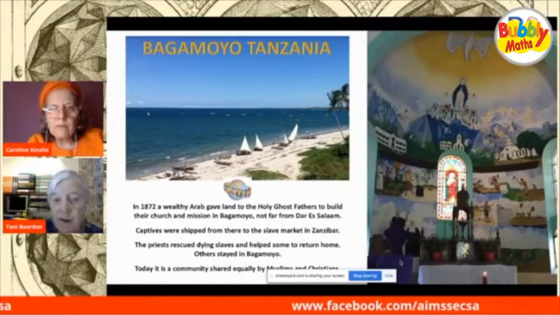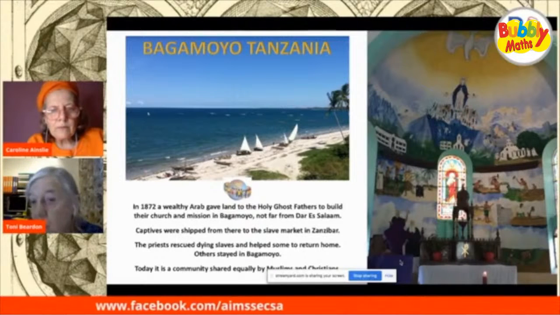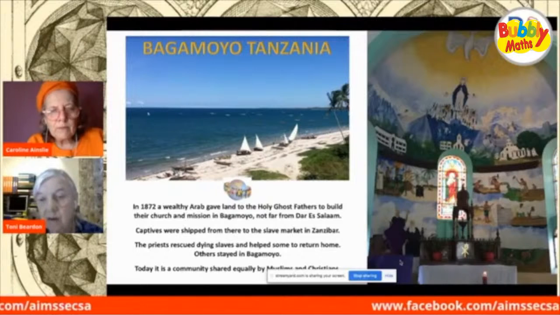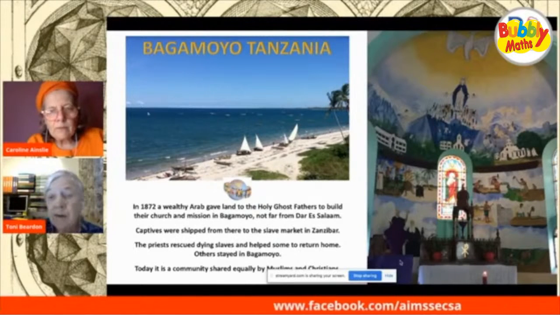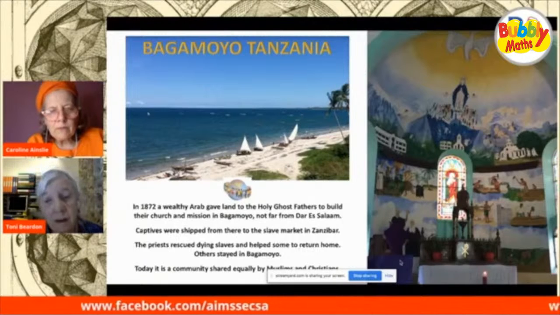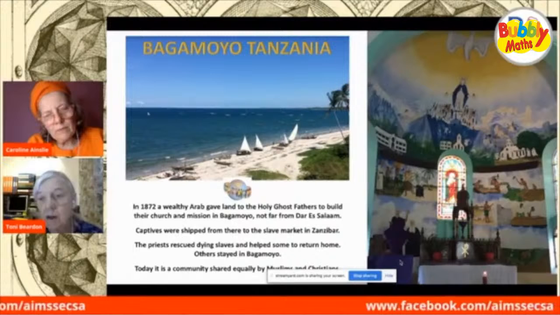But these holy fathers rescued the ones who were left to die by the wayside because they appeared to be just at the end of their lives. And they did help some of them to return home, but many of them just didn't know the way where they come from and couldn't go back home.